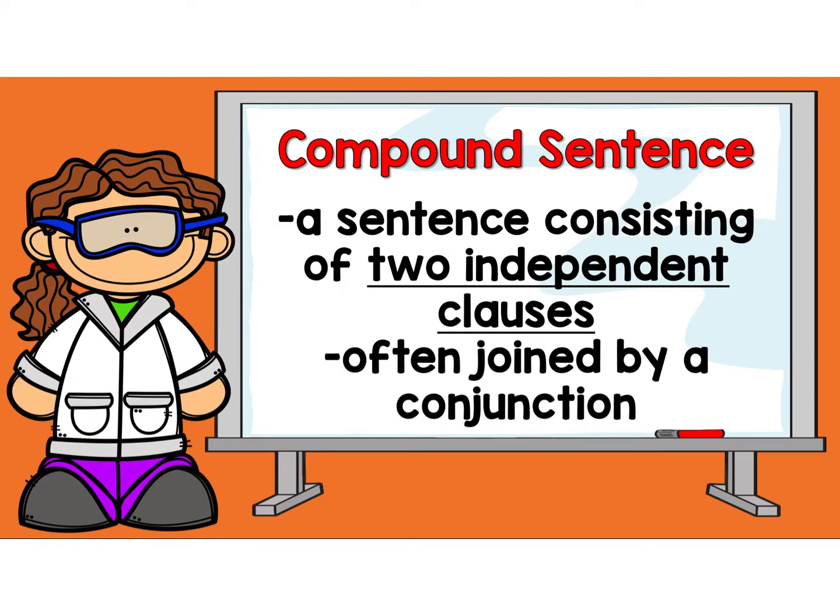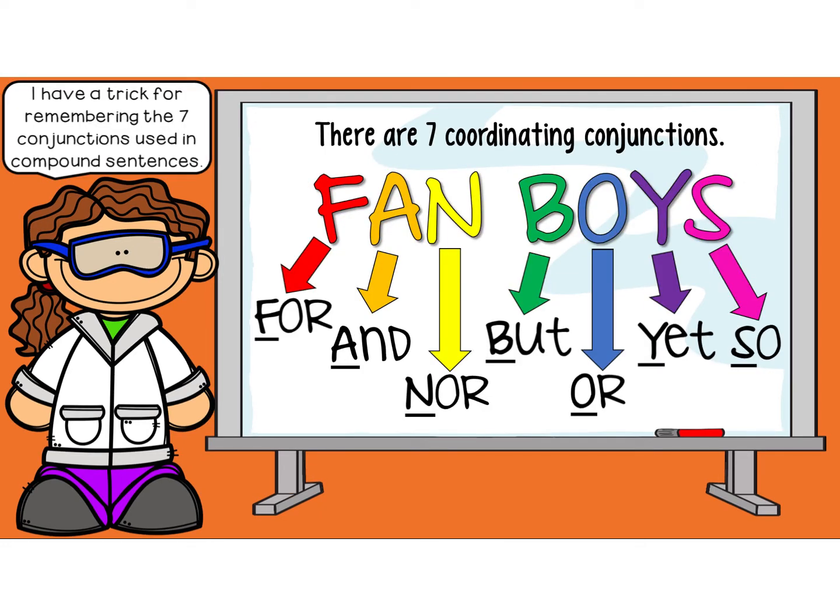Next, we have the compound sentence. A compound sentence has two independent clauses. They are joined by a conjunction, a coordinating conjunction. There are seven coordinating conjunctions. You can remember them by using FANBOYS: for, and, nor, but, or, yet, so. Those will be your coordinating conjunctions that are in your compound sentence.